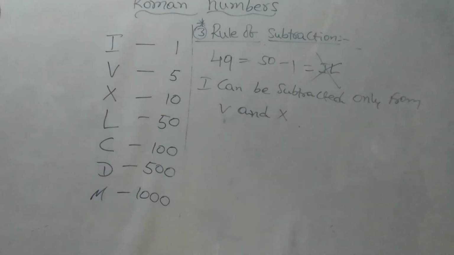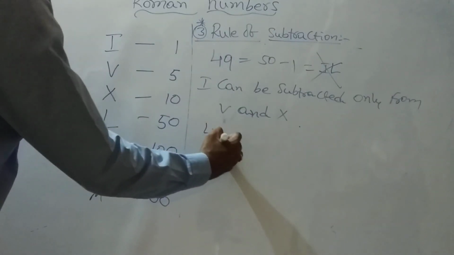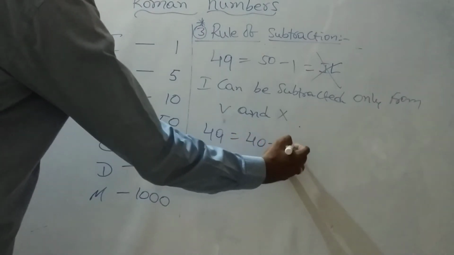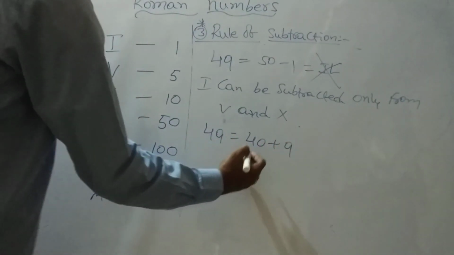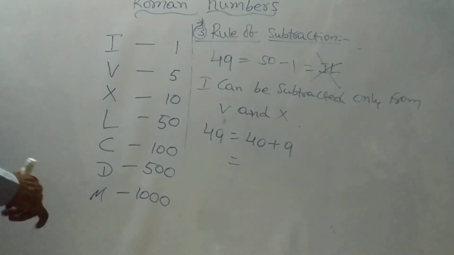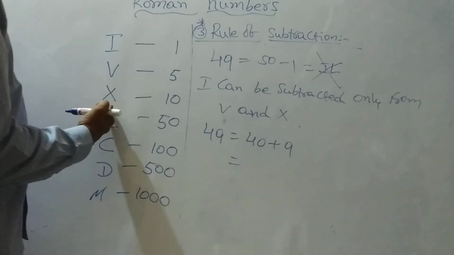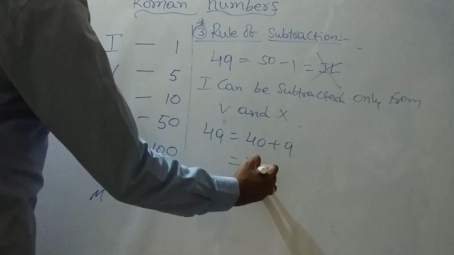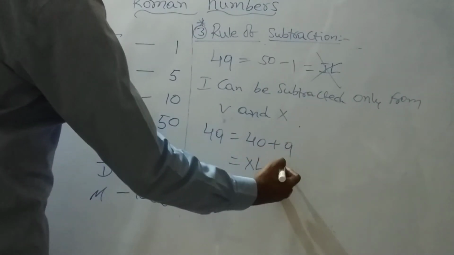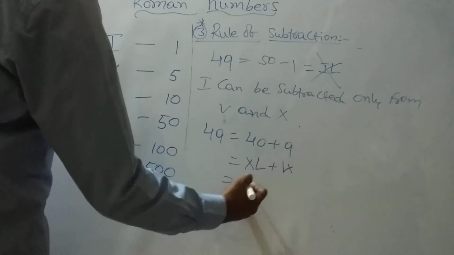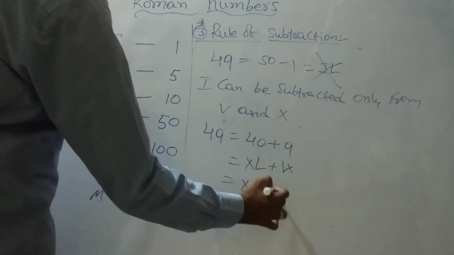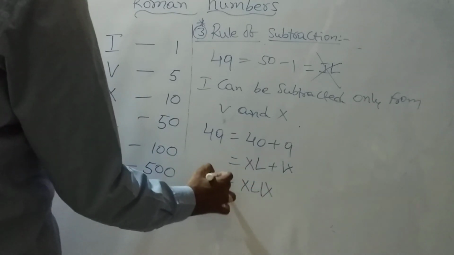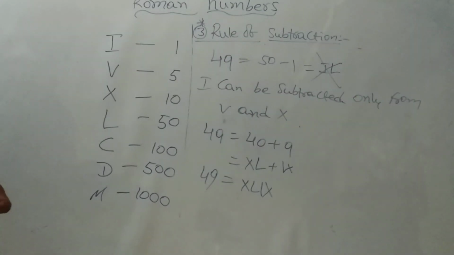But how to write 49 now? 49 is equal to 40 plus 9. Already you know 40, that means XL. Plus 9, you also know IX. Combined, XLIX. This is 49. I can be subtracted only from V and X. This is a very, very important condition.